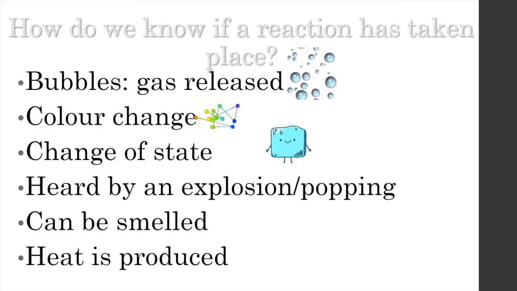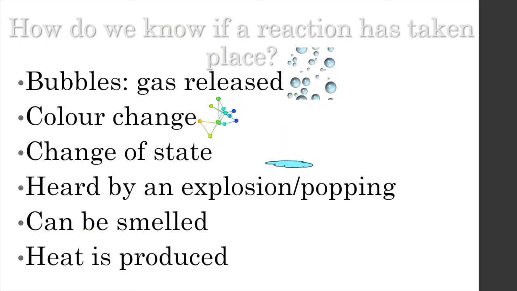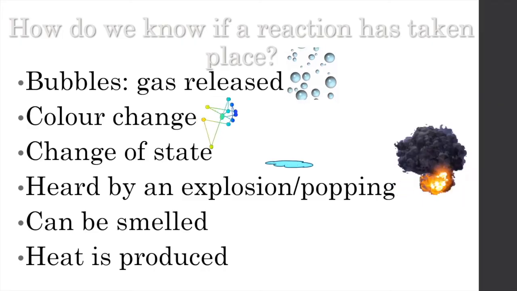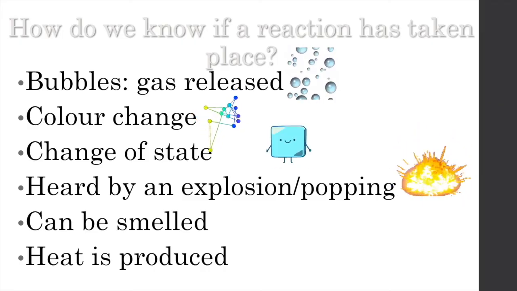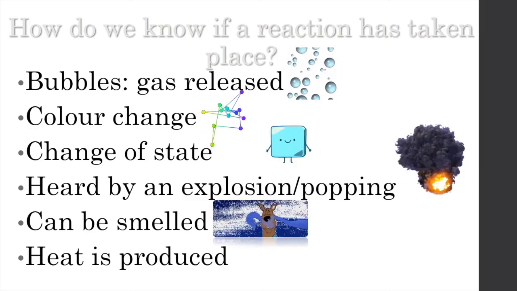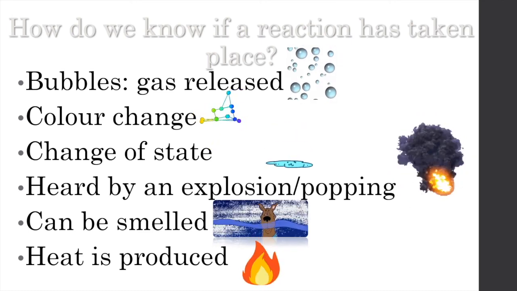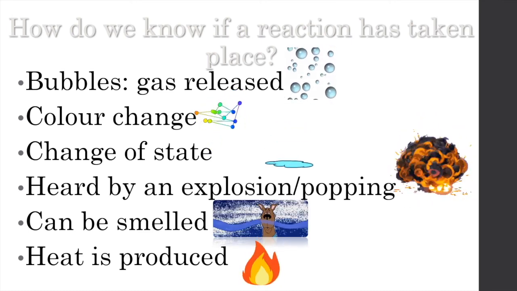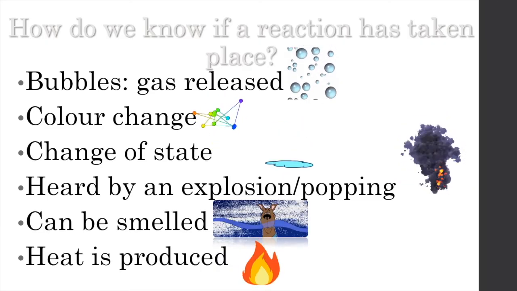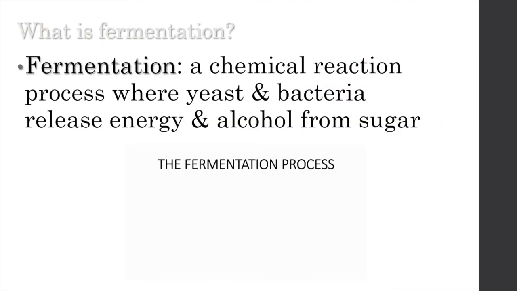Another way which we can identify if a reaction has taken place is by the sound of a popping sound or an explosion that has taken place. That also indicates that a reaction took place, or the reaction could be smelt, or heat would be produced, which indicates that there has been a chemical change between the elements.